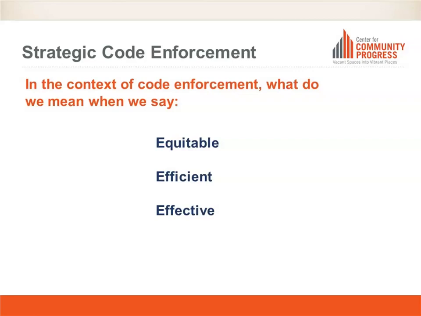We have to recognize the historical segregation of housing and resources that still guides development and the allocation of resources today. So that's what we mean when we say equitable. When we say efficient, we're trying to achieve voluntary compliance in the shortest amount of time possible. And efficient enforcement often involves liability imposed on the property, which we call in rem, not the owner.